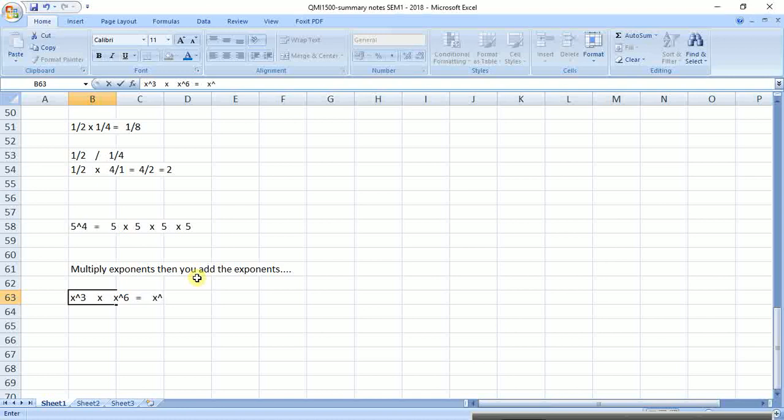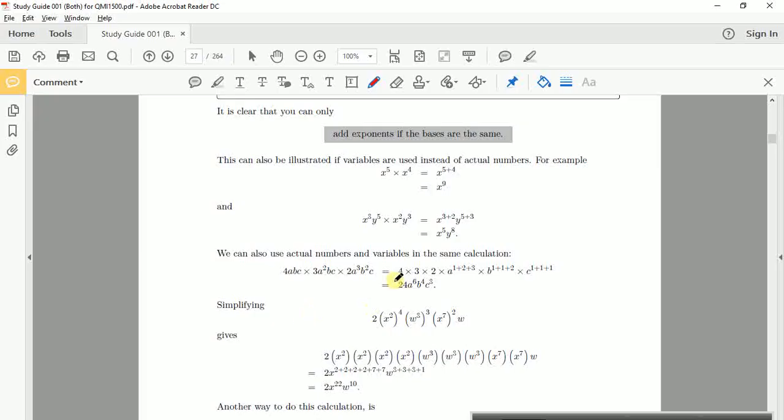X to the power 3 and x to the power 6. So in other words, I'm writing this down: x to the 3 times x to the 6. What's the answer? No, x to the 9. You add those two. Oh, yeah, sorry. It's the same base. It's actually the example there. So they have the same example. So when you have that, the same thing applies.